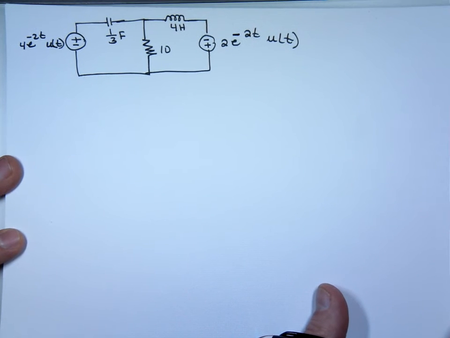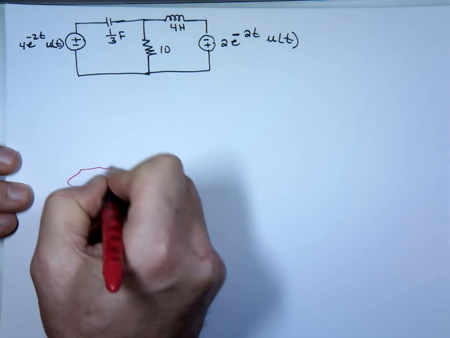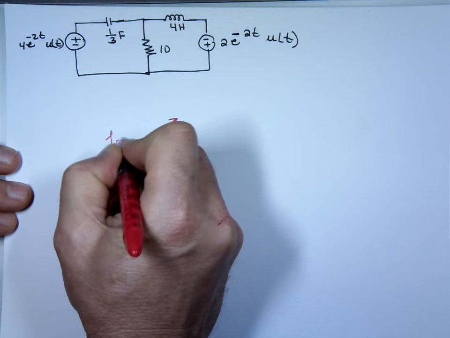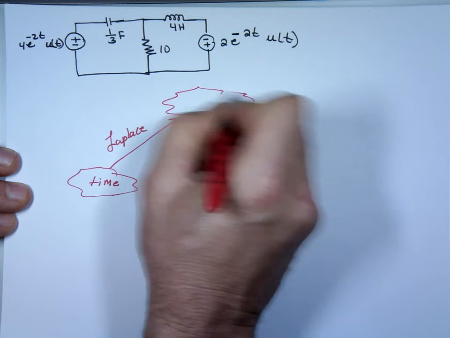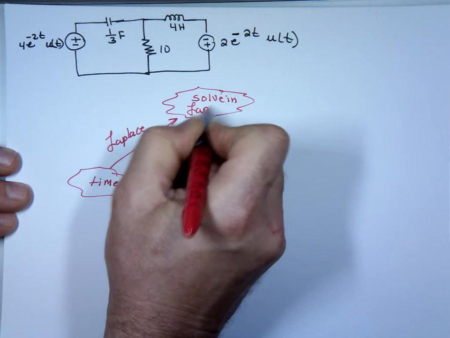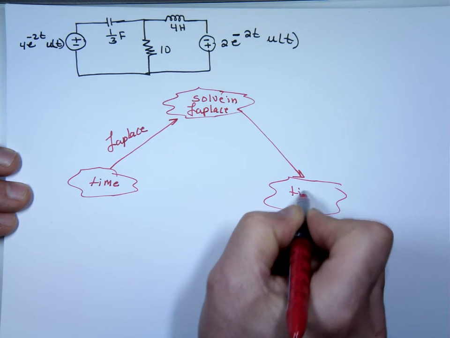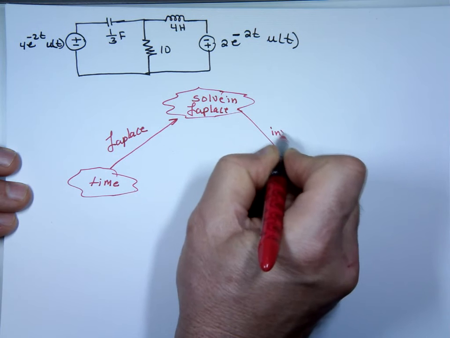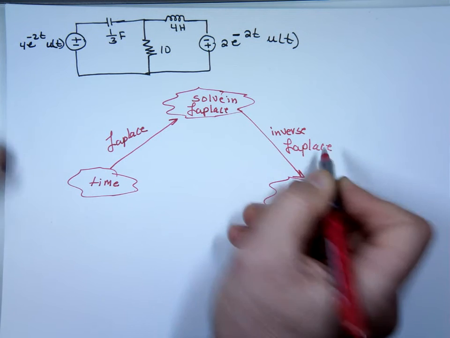So we're going to solve this problem using Laplace. And if you remember the procedure we said before, we're going to take this circuit, which is right now in time domain, change that to Laplace, solve it in Laplace, then switch it back to time domain. And this is the inverse Laplace. That's how the process is going to be for all these.